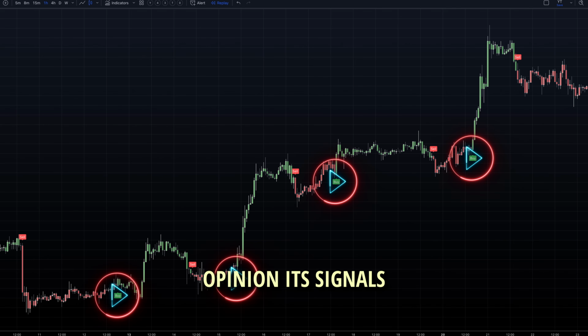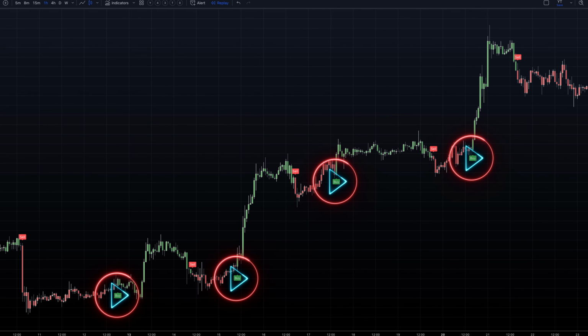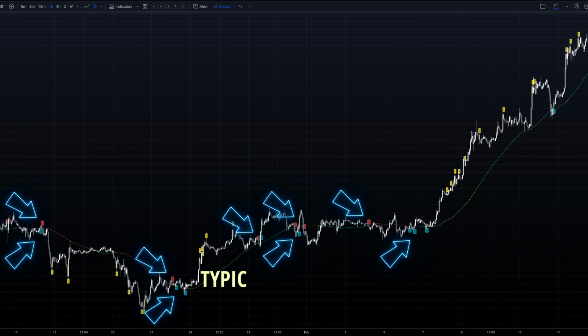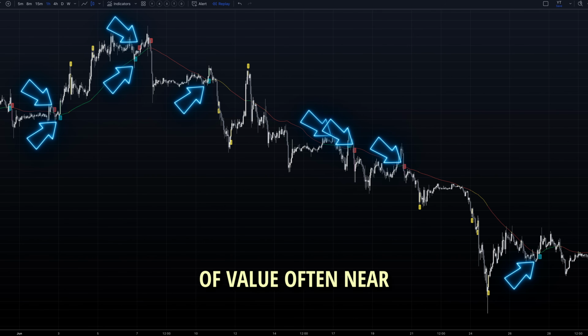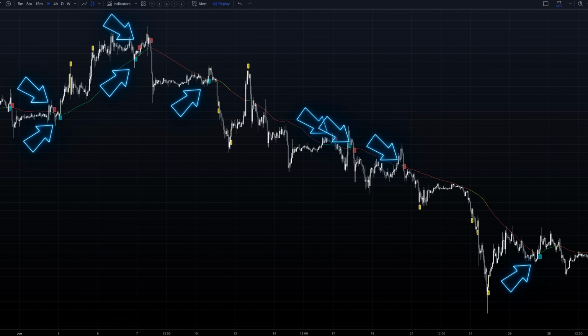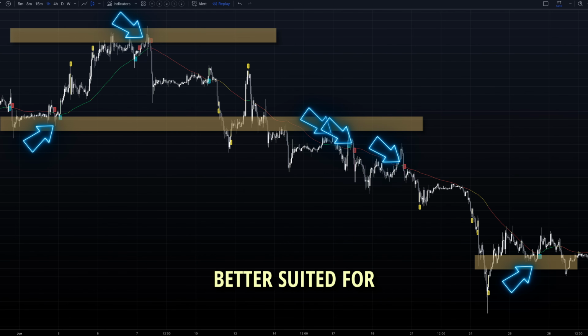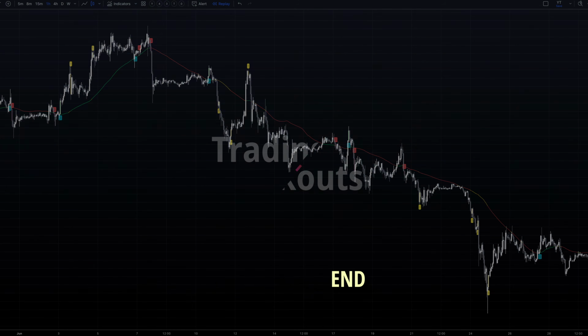In my subjective opinion, its signals tend to appear much closer to the extremes, such as the tops and bottoms of price swings. Crude Scalp's signals, on the other hand, are typically generated closer to the area of value, often near the moving average. This means UT bot alerts might catch more precise entries at potential reversal points, while Crude Scalp is better suited for identifying entries around key support or resistance levels within a trend.